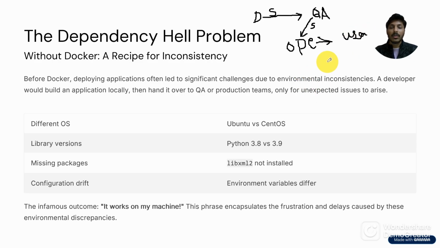I told you that all the dependencies on your local premises gave rise to things like different OS, library version differences, and missing packages, and these are really complex to communicate to someone. Also configuration drift, environment variables, and many more.